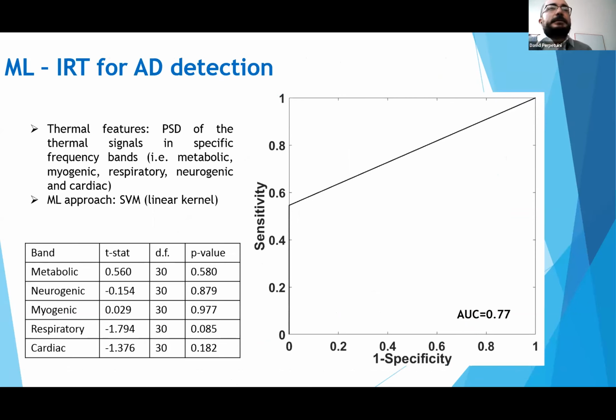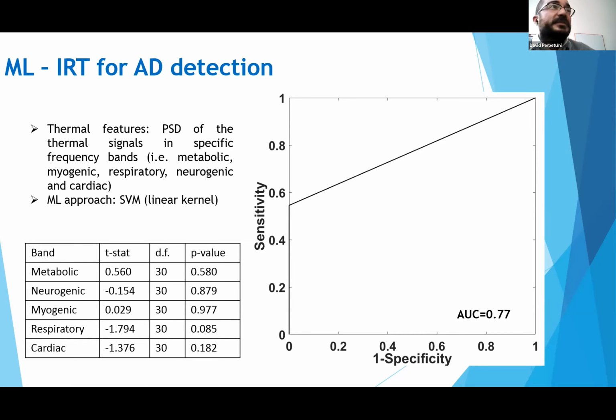Finally, we decided also to investigate the capability of infrared thermography to assess Alzheimer's disease, to discriminate Alzheimer's disease patients from healthy controls during resting state. In this case, we evaluated some frequency metrics, that is the power spectral density in specific frequency bands, that is the metabolic, myogenic, respiratory, neurogenic, and cardiac bands.